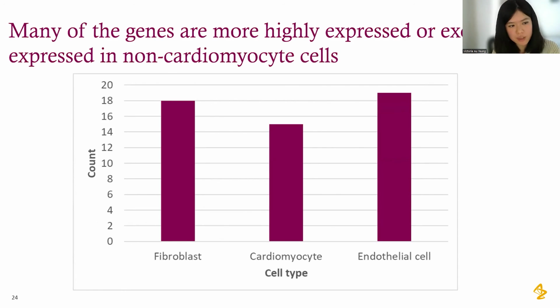Based on all of this work, I think there are two main takeaways from our 52 gene set. First of all, I want to highlight that it's very important to look at non-cardiomyocytes when studying structural cardiotoxicity, as well as cardiomyocytes. And the reason I say this is because many of the genes in our 52 gene set were either more highly expressed in non-cardiomyocytes than cardiomyocytes, or even exclusively expressed in non-cardiomyocyte cells.